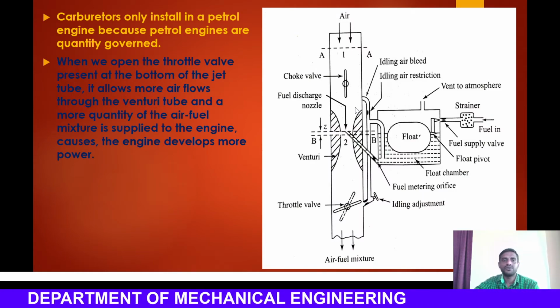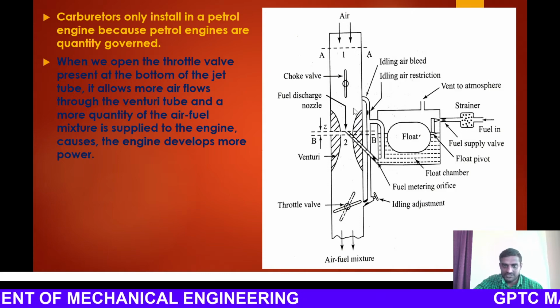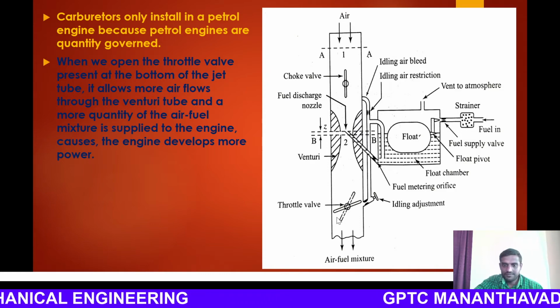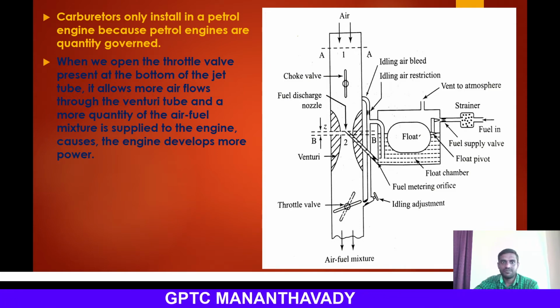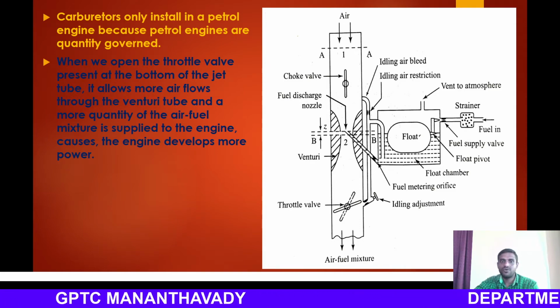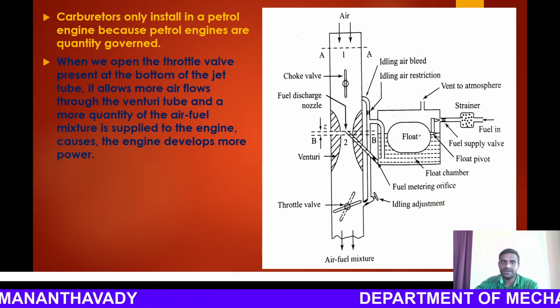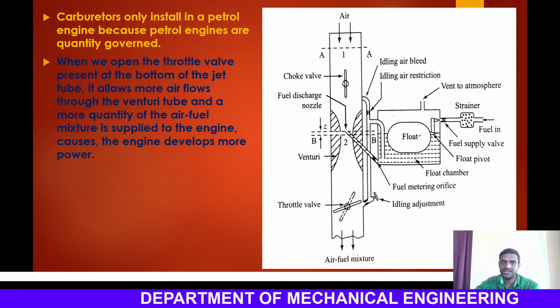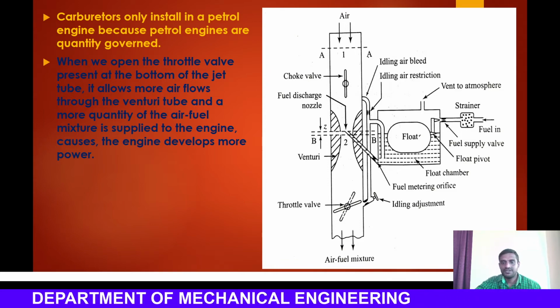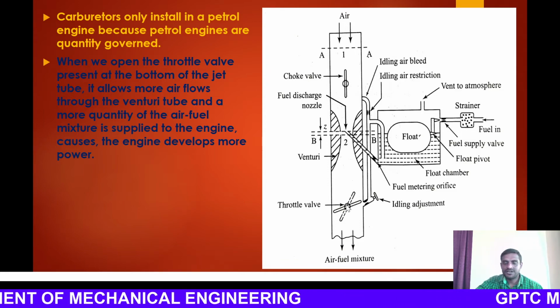When we open the throttle valve, here you can see the throttle valve, which is present at the bottom of the venturi tube, it allows more air to flow through the venturi tube and a larger quantity of the air-fuel mixture is supplied to the engine, causing the engine to develop more power. This throttle valve is connected to the accelerator.